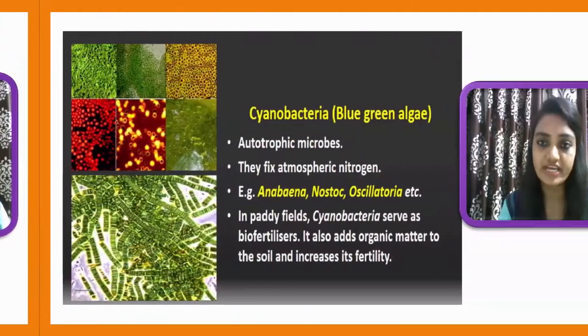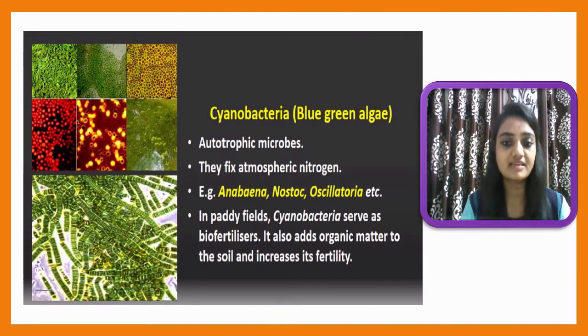An important organism which may be used as a biofertilizer is cyanobacteria, also called blue-green algae or BGA. These are synonyms. These are autotrophic microbes, which can do photosynthesis, and that is why autotrophic organisms is written here. They also fix atmospheric nitrogen, which we have already learned in standard 11. Examples are Anabaena, Nostoc and Oscillatoria. Specifically in paddy fields, cyanobacteria serve as biofertilizers.